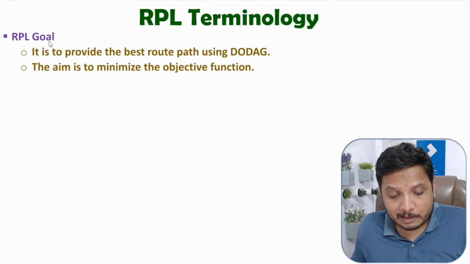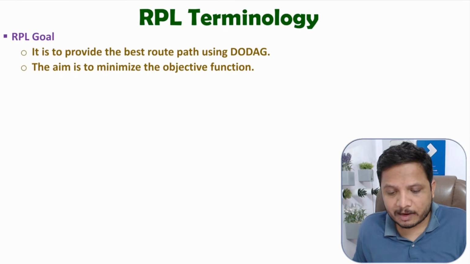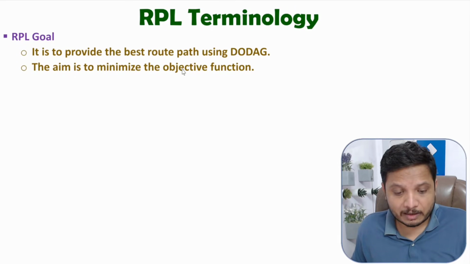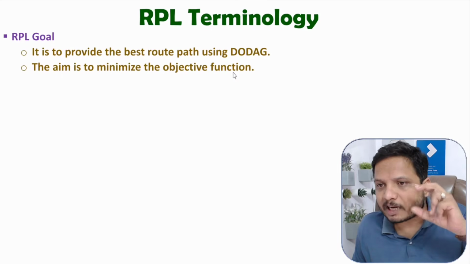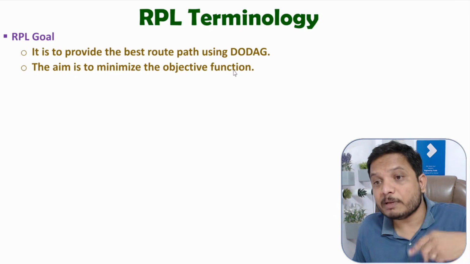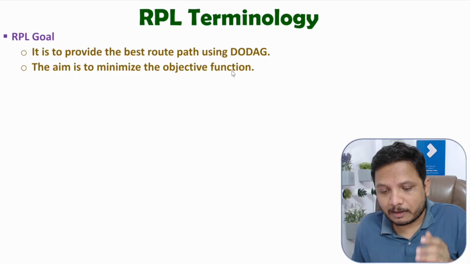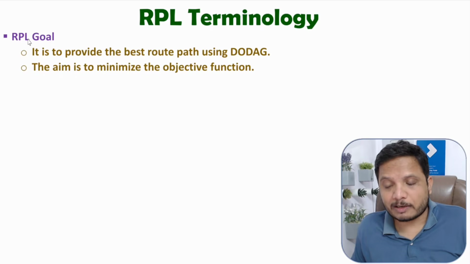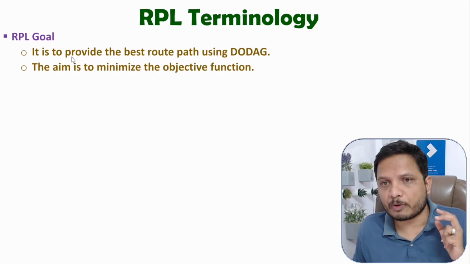Now, when you talk about the RPL goal, the goal is to provide the best routing path using DODAG. As the RPL protocol is based on a routing algorithm, our basic agenda is to provide the best suitable routing path for a given DODAG. The aim is to minimize the objective function. Minimization of the objective function means the objective function explains how routing will happen. So routing should happen with the shortest path, with minimum latency and with proper data transfer. And to make sure of that, we are using the RPL protocol, right? So our basic agenda is to provide the best routing path with the use of the RPL protocol, right?